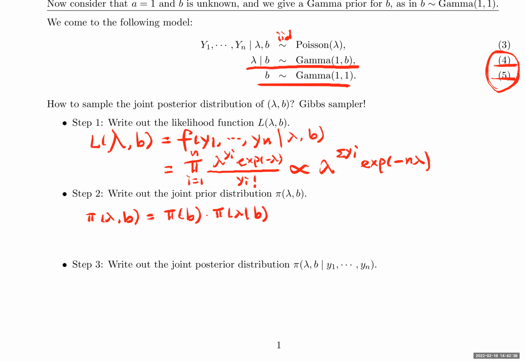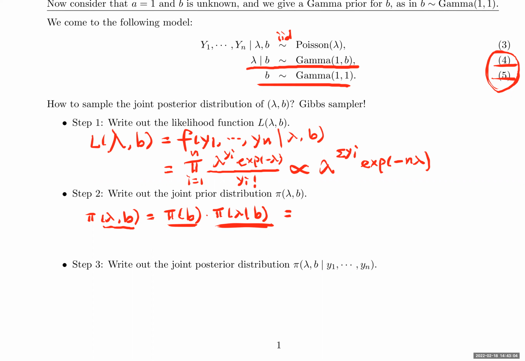And once you get to this step, hopefully everything else is relatively straightforward, because this is a gamma(1, 1), and this is a gamma(1, b). So I just need to plug in the gamma densities that I have. For simplicity, I'm just going to do the proportional one, because we only need to care about everything about lambda and b. So let me write it out as the first step.